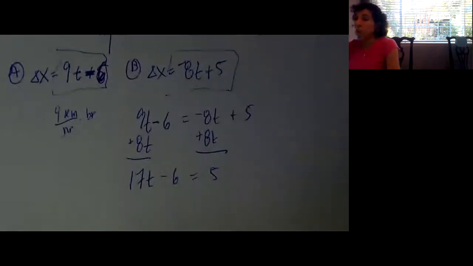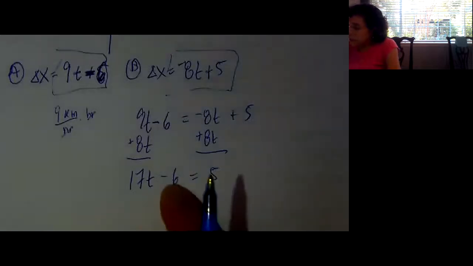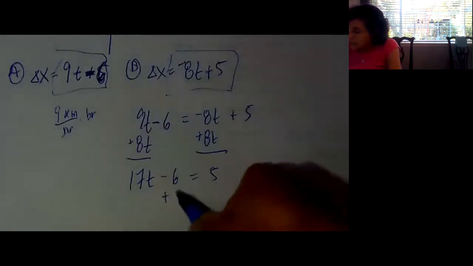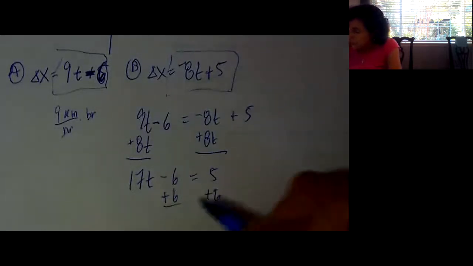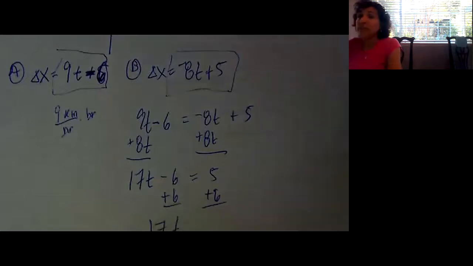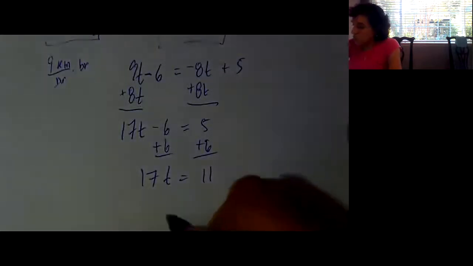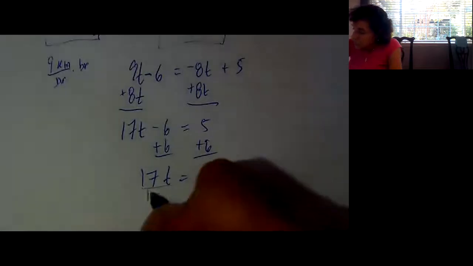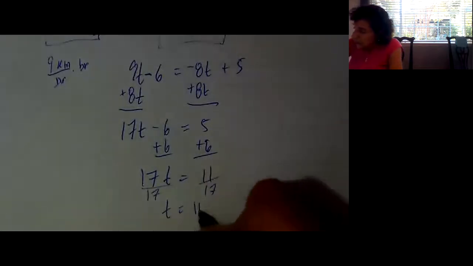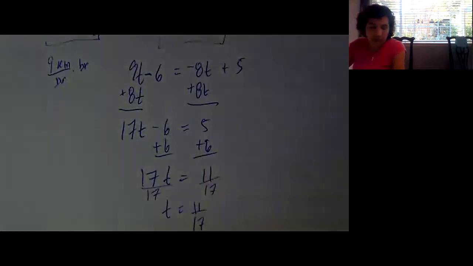All right, but I want to get rid of this 6. So I add 6 to both sides. And now I have 17t is equal to 11. So t must be equal to, divide both sides by 17, 11 divided by 17.